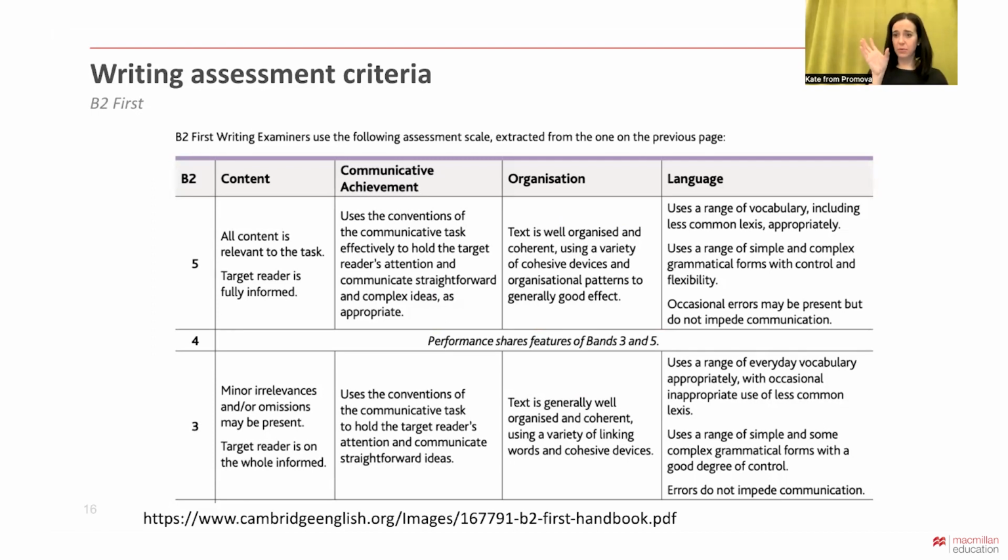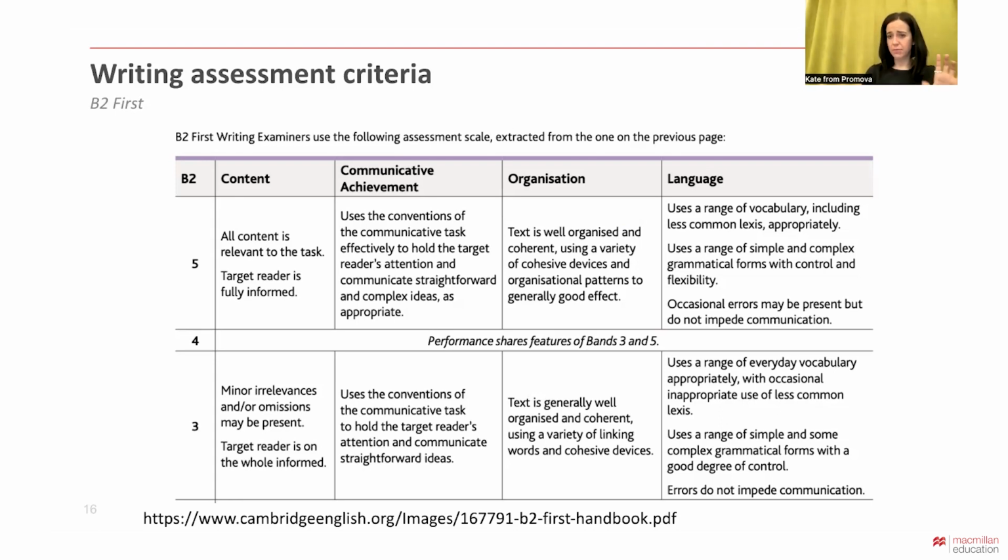So the biggest number of points the students can get for content, for instance, is 5. And they get a 5 if all content is relevant to the task and the target reader is fully informed. If there are minor irrelevances, if there are omissions, and if there isn't enough information, that's a 3, and somewhere in between, that's a 4. Those who actually assess the exam writing have more detailed scales, and this is just to give us an idea of what we should expect from our students.